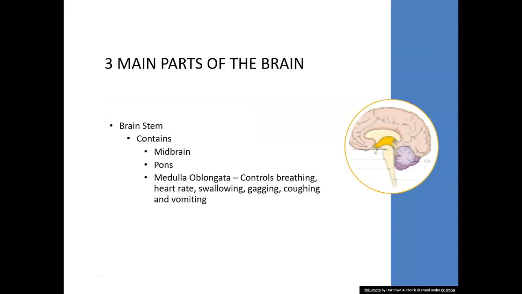The third part of the brain is your brain stem. It contains the midbrain, pons, and the medulla oblongata. The medulla oblongata is very important because it controls breathing, your heart rate, swallowing, gagging, coughing, and vomiting. That's why when somebody has a brainstem injury, often they don't make it, because it has to do with your heart and your breathing.